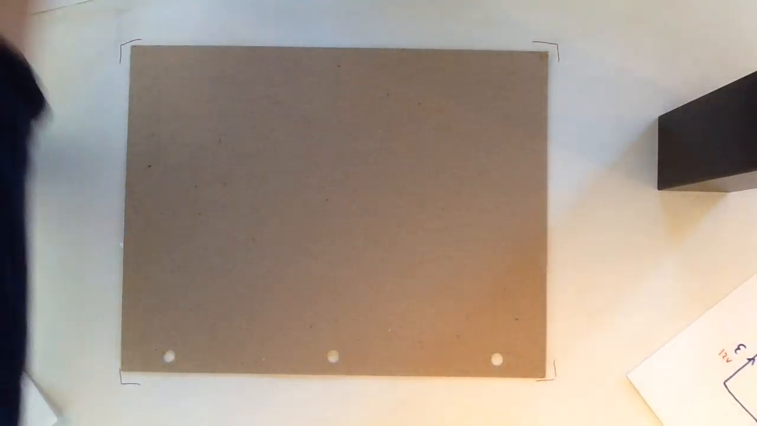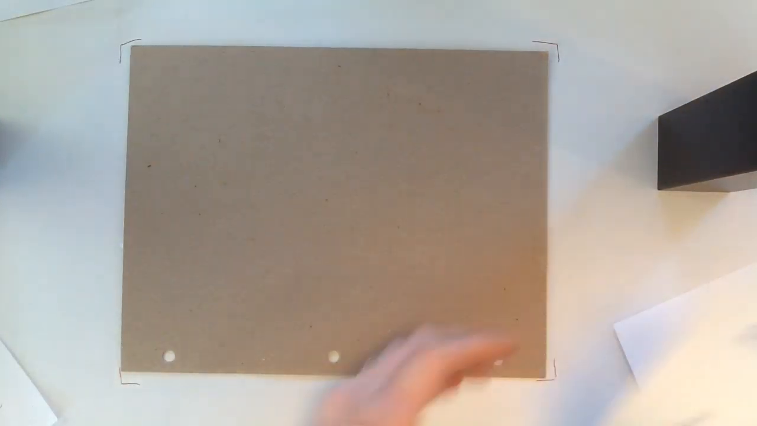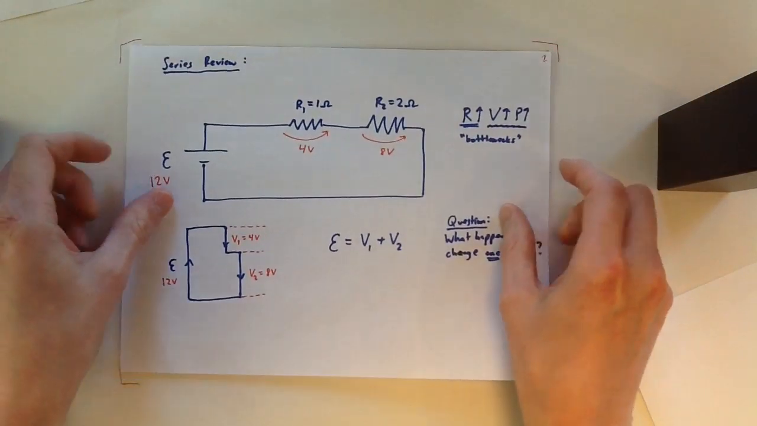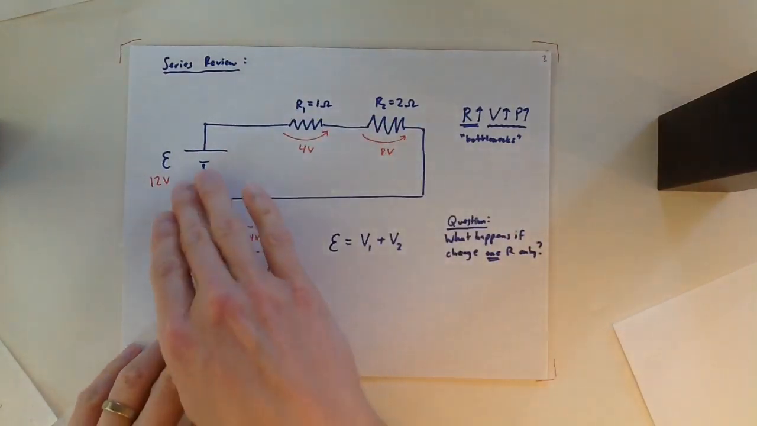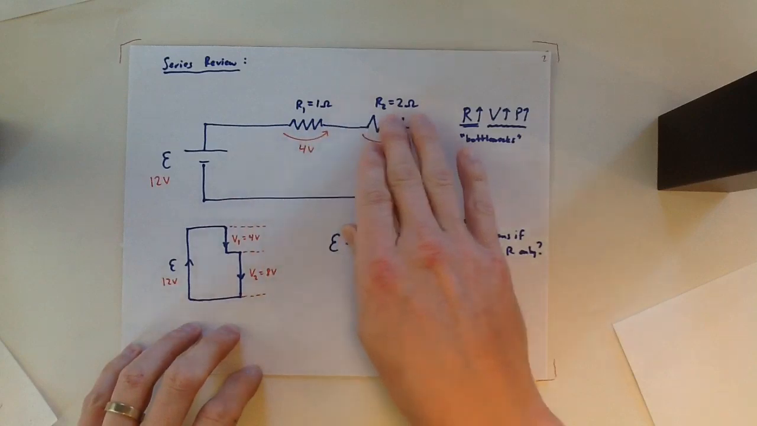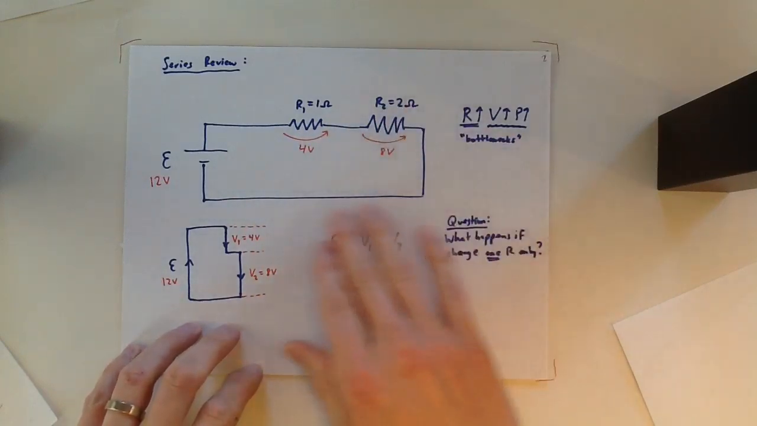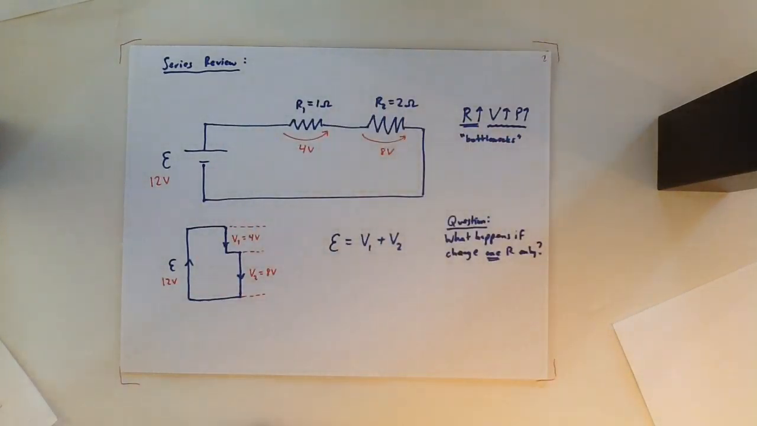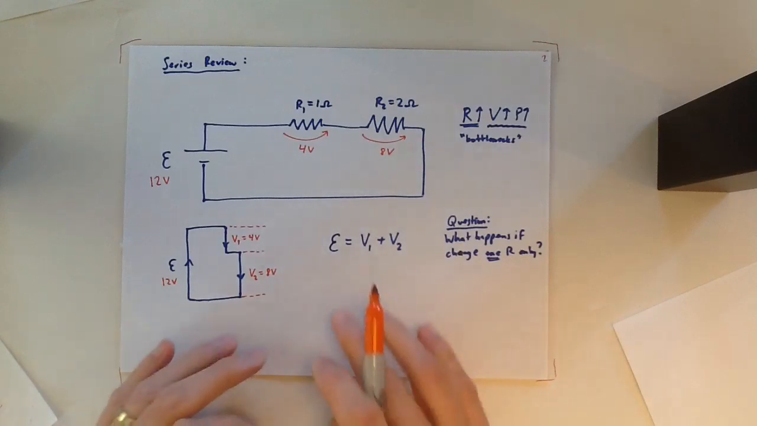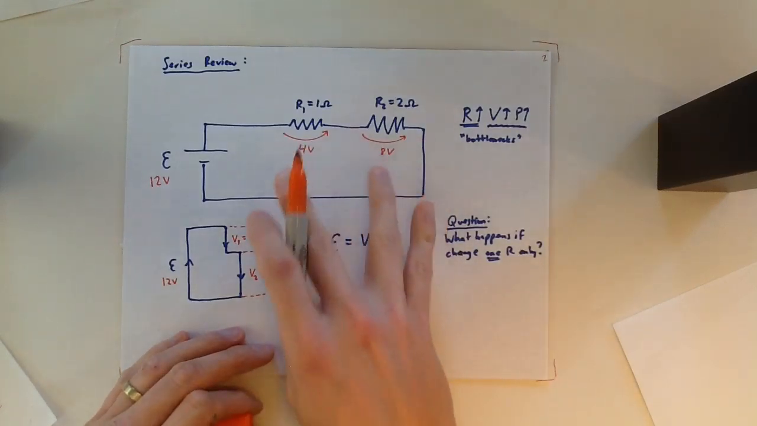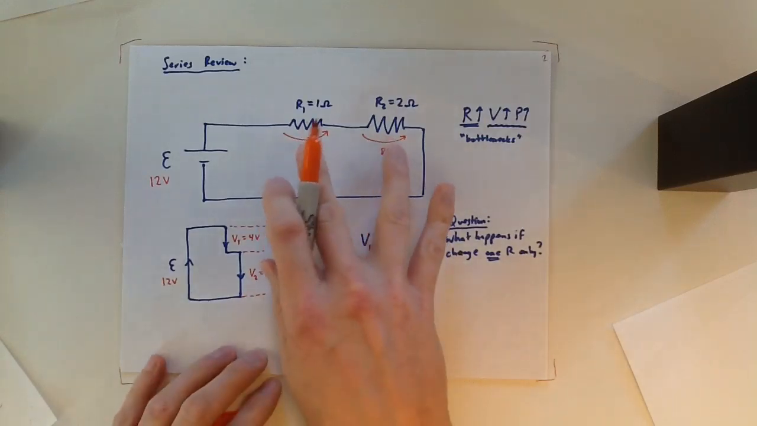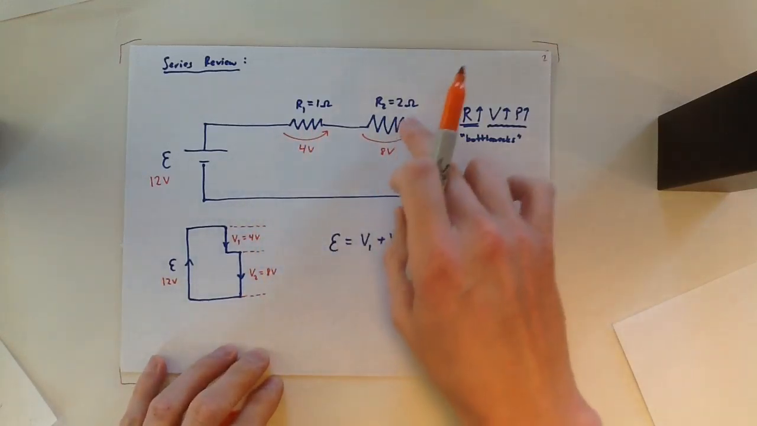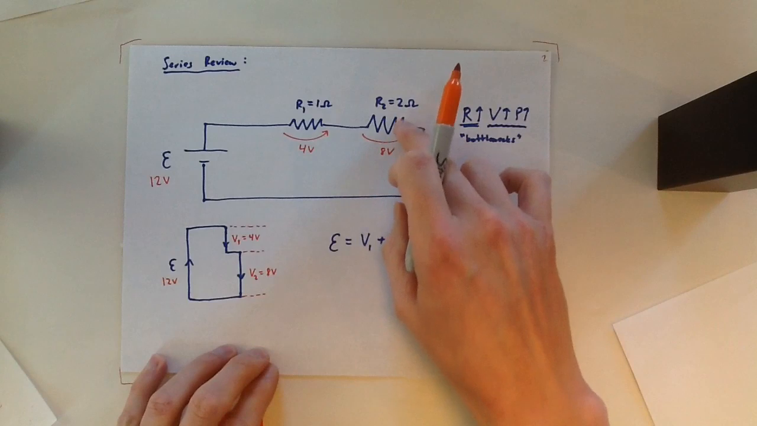Let me review the series circuit. So the series circuit, it's a little bit different. Here's the example that was from the other video. I have a 12 volt battery and then a 1 ohm and 2 ohm resistor in series. And let me remind you how this works. The voltage drops in general are not equal. You're going to find that the voltage drops are more across the higher resistors.